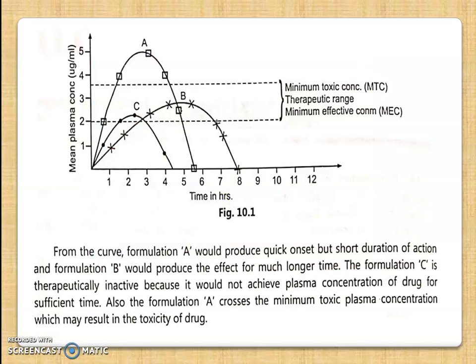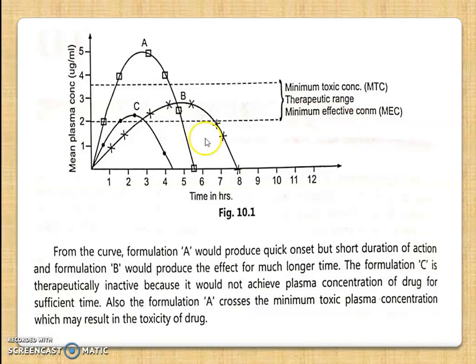Then this is the curve. From the curve, formulation A would produce quick onset of action but short duration of action, and formulation B produces an effect of much longer time, and C is therapeutically inactive because it would not achieve the plasma concentration of the drug for sufficient time. Also, formulation A crosses the minimum toxic plasma concentration, which may result in toxicity of the drug.